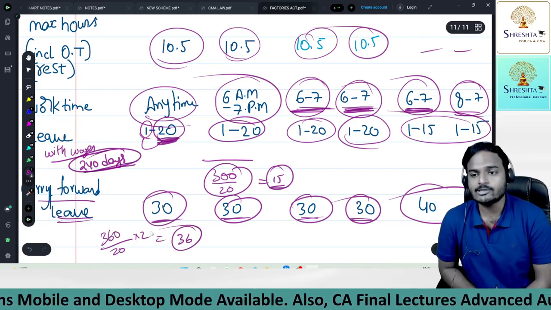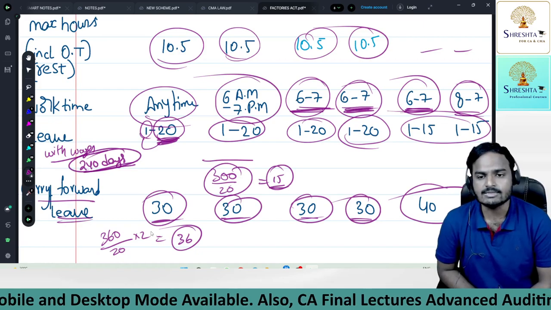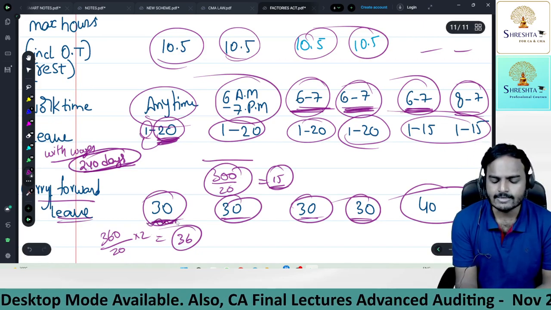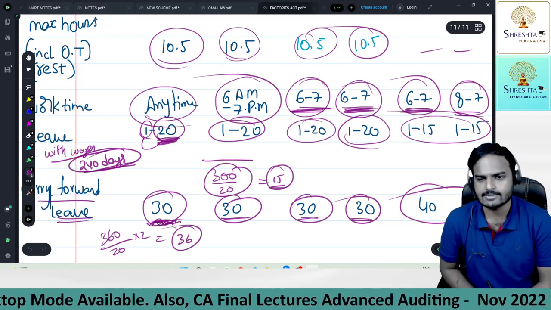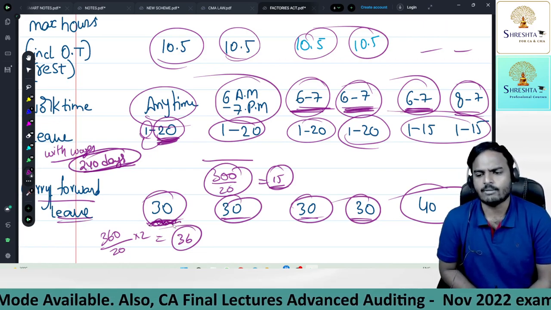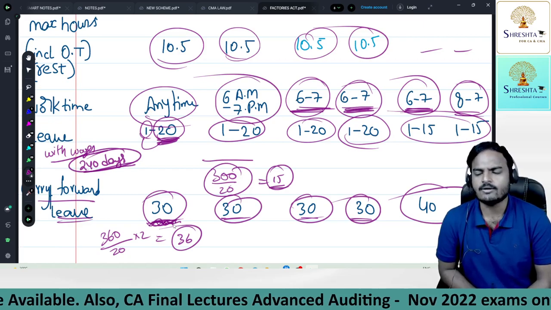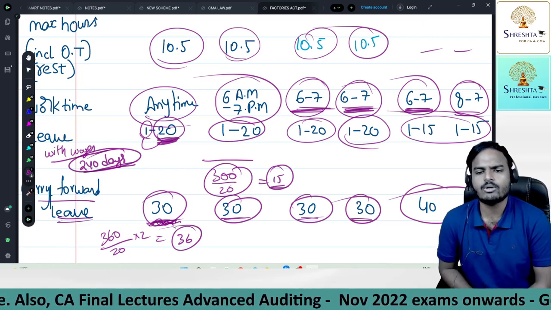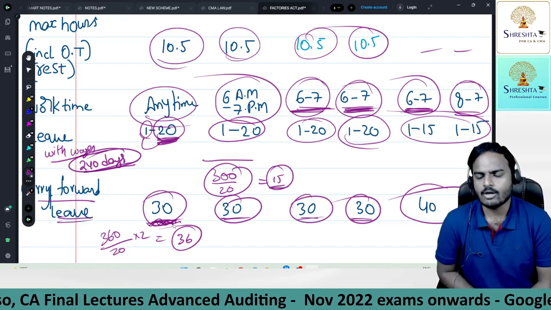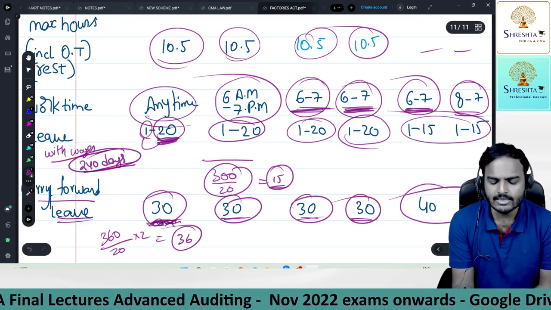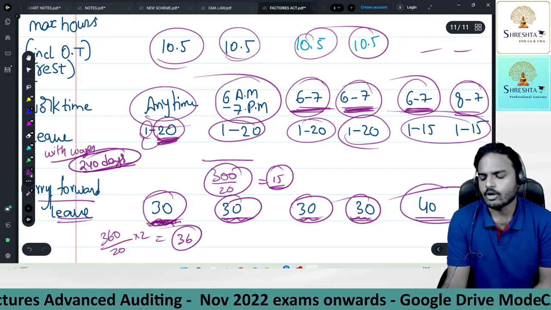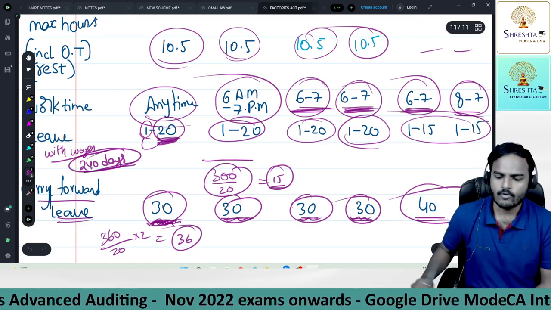But there is no obligation on the employer to carry forward 36 days. The employer has an obligation only to carry forward 30 days, not 36. Similar to gratuity: after computation the total gratuity amount is some 40 lakhs, but the employer has no obligation to pay 40 lakhs, only 20 lakhs. The employer's obligation to carry forward is 30 leaves. But coming to the child, 40 days.